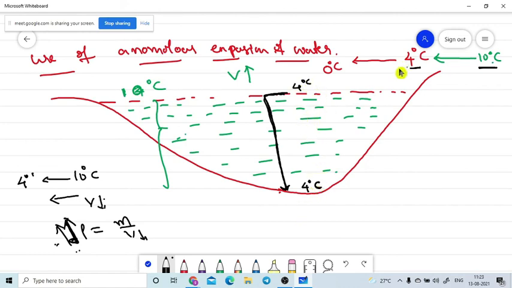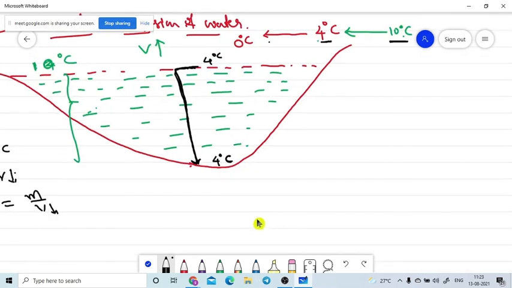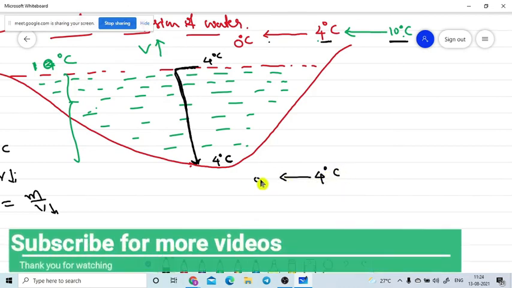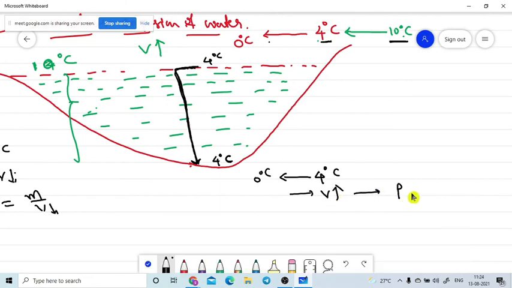Now we are concentrating on what is happening from 4 degrees centigrade to 0 degrees centigrade. Now we have reached another case, case 2, stage 2. From 4 degrees centigrade to 0 degrees centigrade, water volume is increasing. That's why the density will decrease.